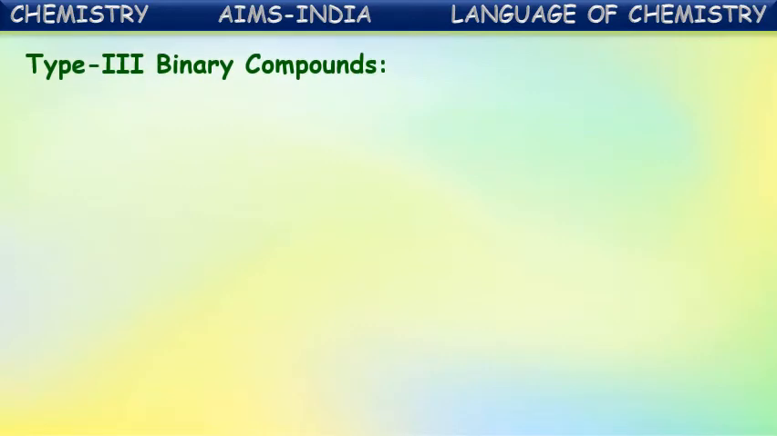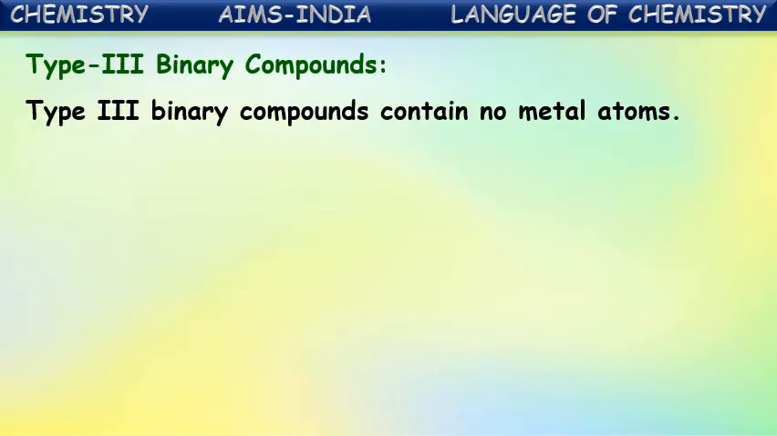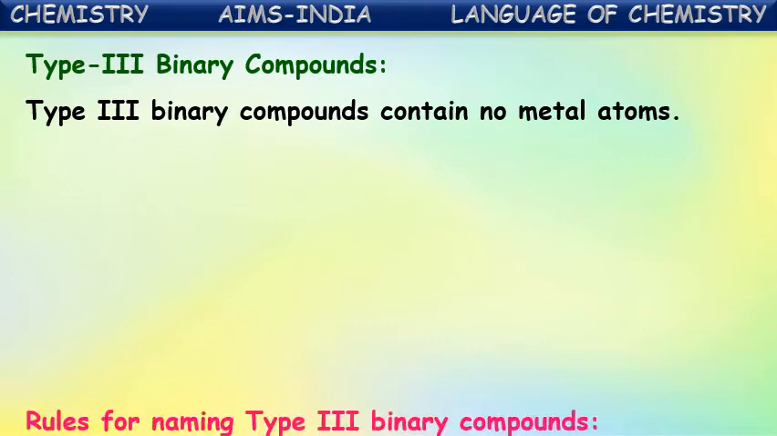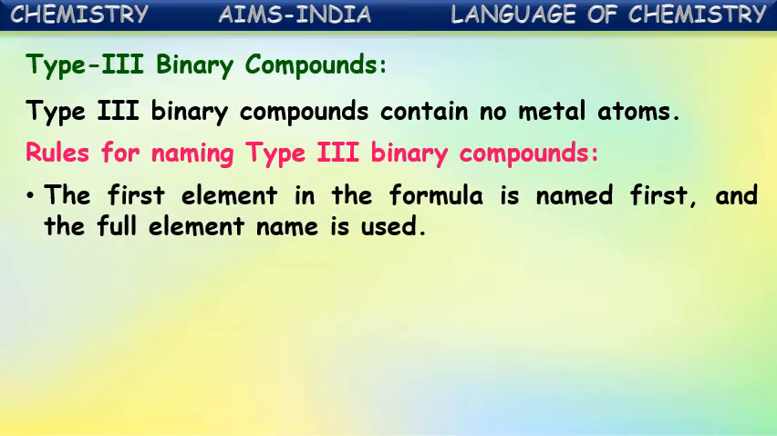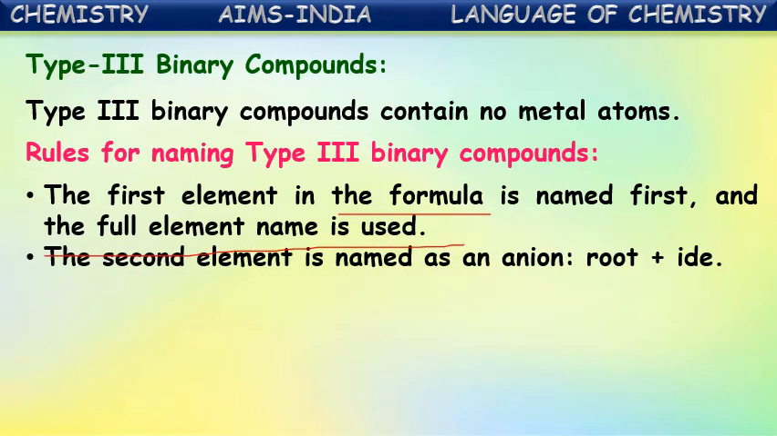Now come to the type 3 binary compounds. Type 3 binary compounds contain no metal atoms. All the non-metals only are present. That is only what we are considering as type 3. Rules for naming type 3 binary compounds. See here, the first element in the formula is named first and the full element name is used. Let us see, the second element is named as an anion.